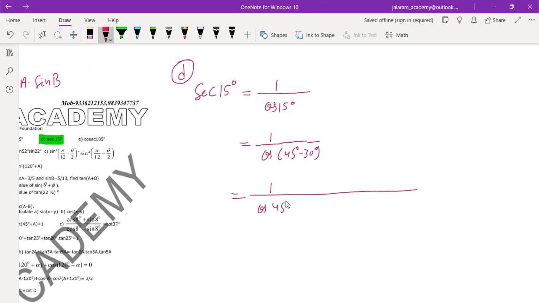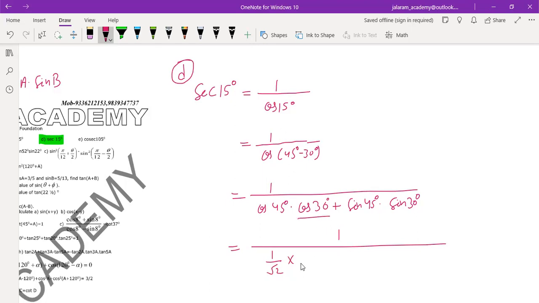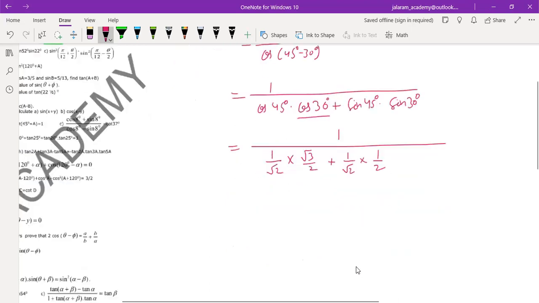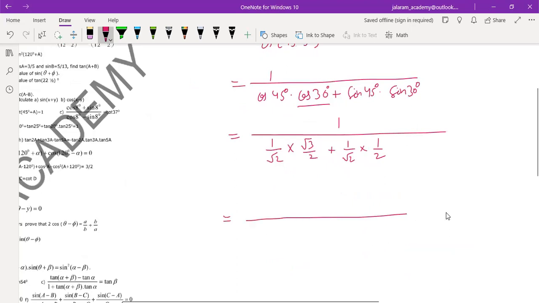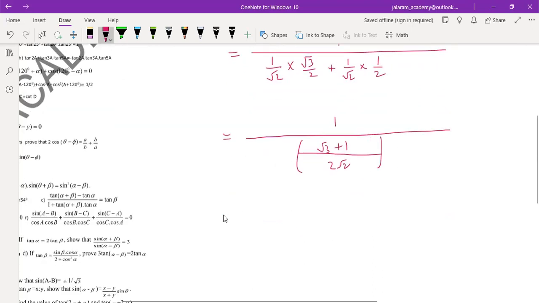So cos A cos B plus sin A sin B equals 1 upon the value of cos 45 degrees, 1 by root 2, into the value of cos 30 degrees, root 3 by 2, plus sin 45 degrees, 1 by root 2, into the value of sin 30 degrees, 1 by 2. So it is equal to, LCM is 2 root 2, numerator is root 3 plus 1, that is 2 root 2 upon root 3 plus 1.